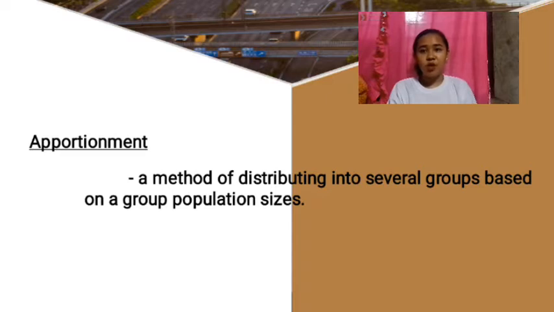Apportionment is a method of distributing a few items proportionally into several groups based on each group's population size. Apportionment is one of the most important functions of the decennial census.